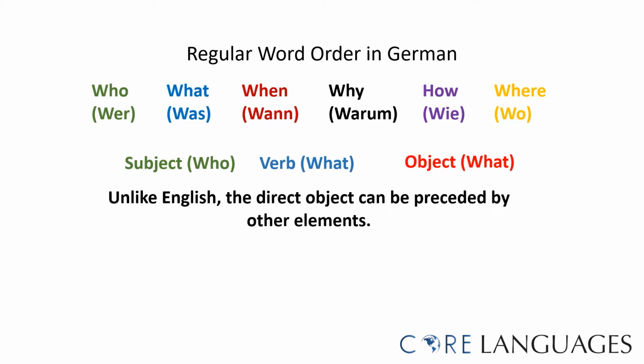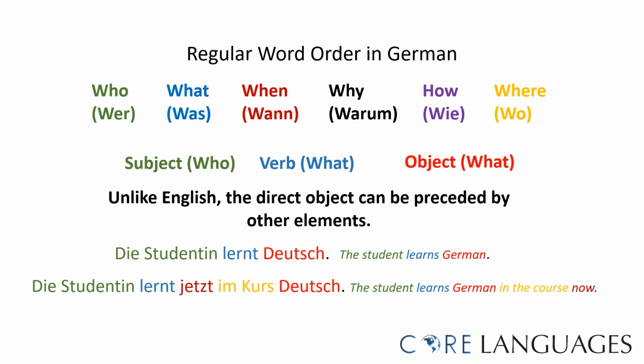Unlike English, the direct object can be preceded by other elements. For example, die Studentin lernt Deutsch. The student learns German. Die Studentin is the subject, lernt is the verb, and Deutsch is the object of the sentence. But I could also say, die Studentin lernt jetzt im Kurs Deutsch. The student learns German in the course now. The element of when and where were placed before the object.